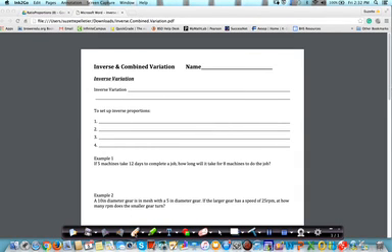Inverse and combined variation. We've already talked about direct variation last time and finding that constant of variation, or that rate. Inverse variation is when two things are inversely related, so not directly related. In direct variation, one goes up, the other goes up; one goes down, the other goes down. Inversely related means that if one goes up, the other goes down, and vice versa.